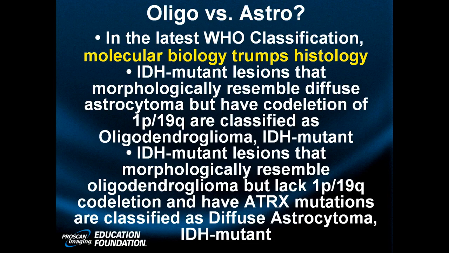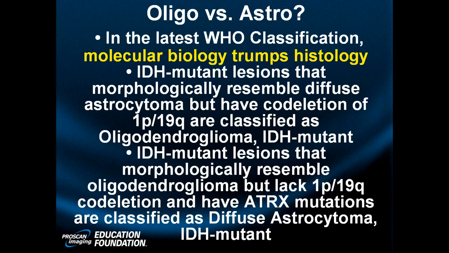IDH mutant lesions that morphologically resemble oligodendroglioma. So they look like oligo under the microscope, but they don't have the co-deletion, and they have what's called ATRX mutations. They're classified as diffuse astrocytomas, IDH mutant. You might say, why are you telling me all this? I'll never remember it. Well, I'm telling you this because the more time I spend on it, the more you're going to get it. This is a molecular biology diagnosis.